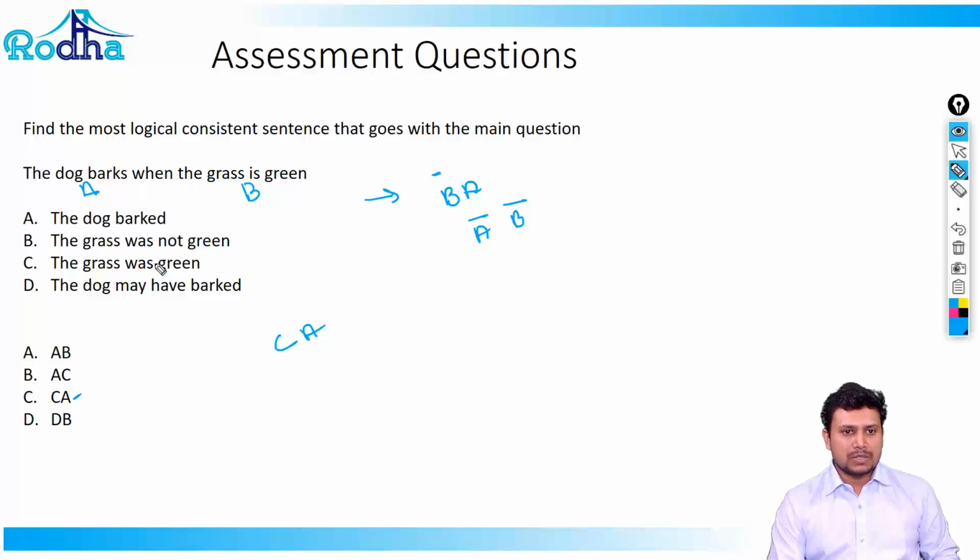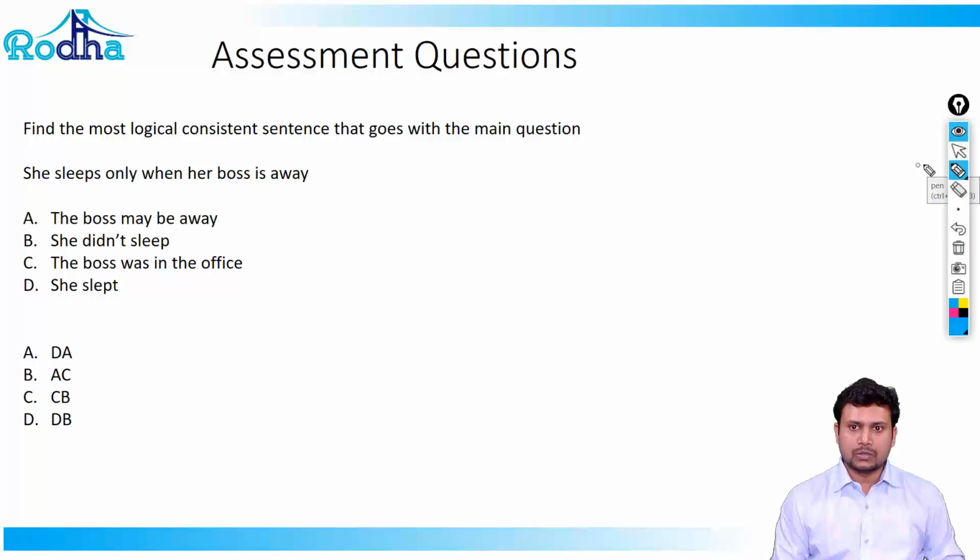The dog barks, opposite will be the dog may have. The dog was not barking, but the dog may have barked is not equal to A bar. Therefore, the only option which will suffice in this case is the BA option. And B stands for grass is green. Grass is green is given in C. So it is C and A as the final option of the answer. I hope this was also clear. Let's go to the next question.